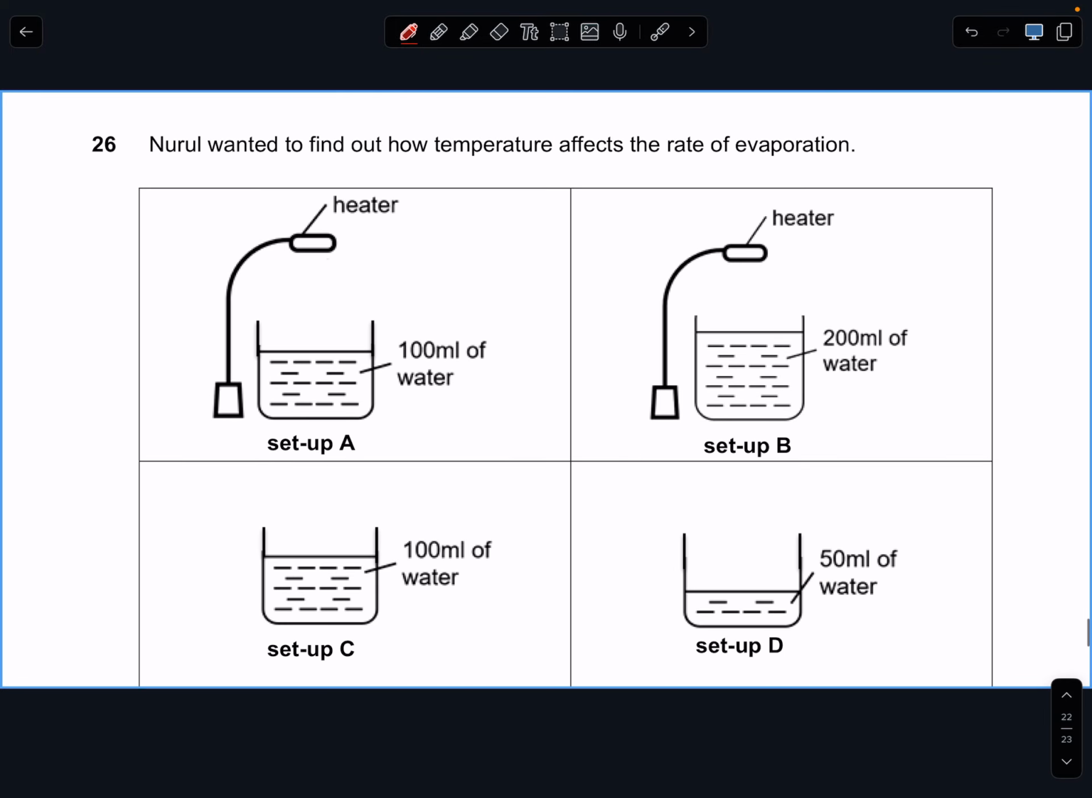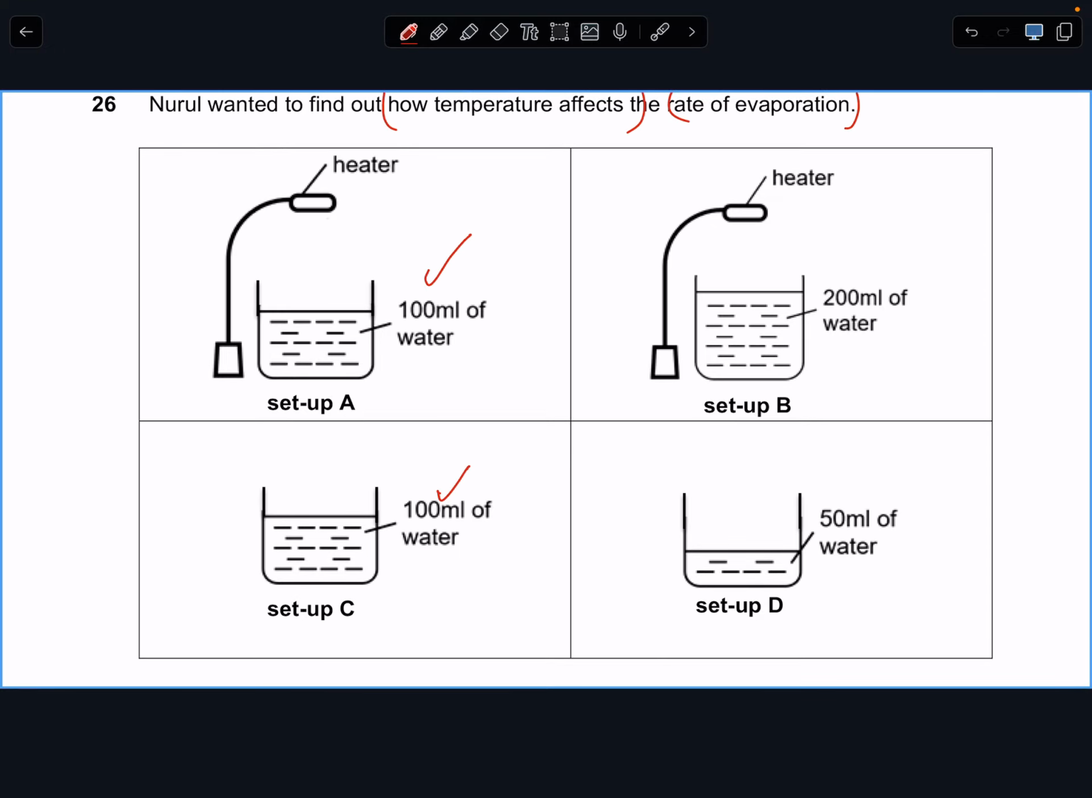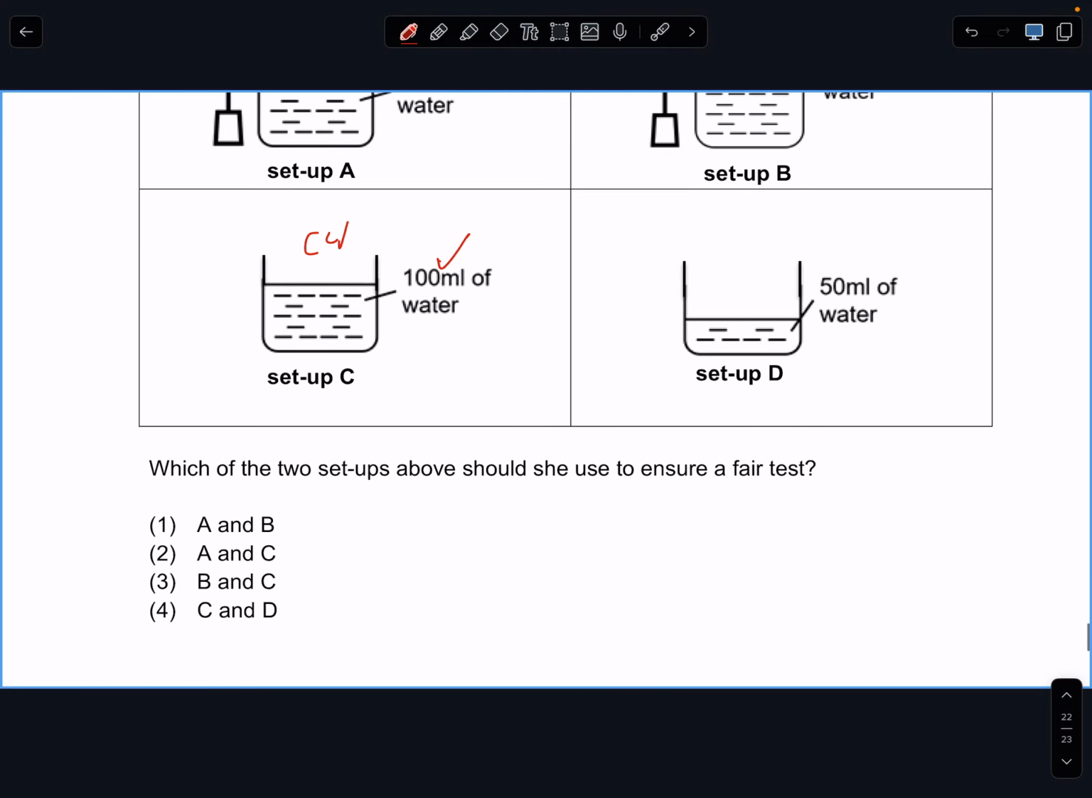26. Okay. How temperature affects the rate of evaporation? Remember, this is your MV. This is your CV, change variable. This is your MV. I cannot stress to y'all how much y'all must annotate MV and CV, but of course y'all will ignore me, but never mind, I still must say. Everything else must remain the same except for my temperature. So when I look at it, these 2 must be the same. Okay, and then no heater and heater. So this is the change variable, very good. What the temperature different? So answer should be A and C. Okay, of course you want to go by elimination method, check.